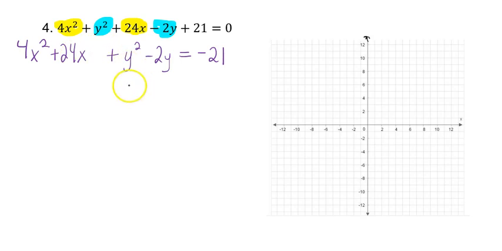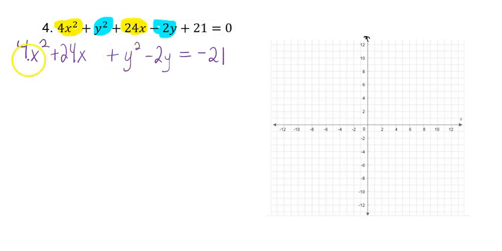The next thing I'm going to do is look in front of the x squared and in front of the y squared and see what numbers I have. In front of the x squared, I have a 4, which means I'm going to have to do a little bit more work. In front of the y squared, I have an imaginary 1. So that actually makes life a little bit easier.